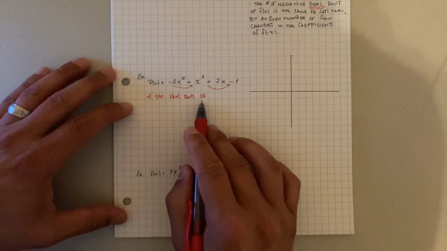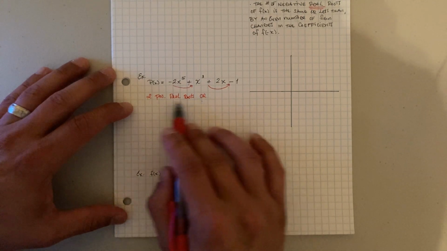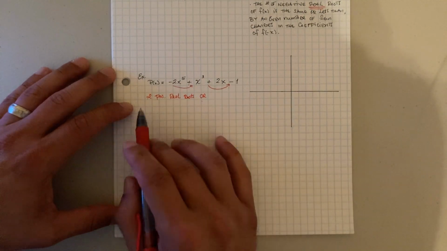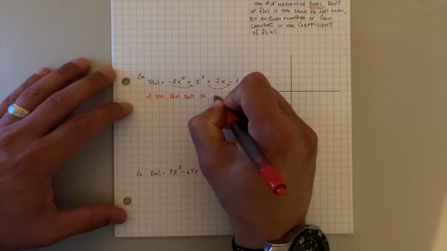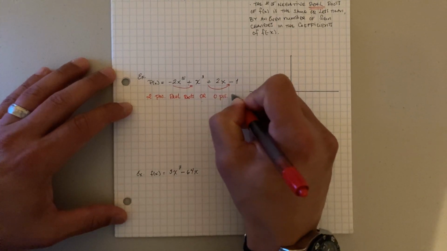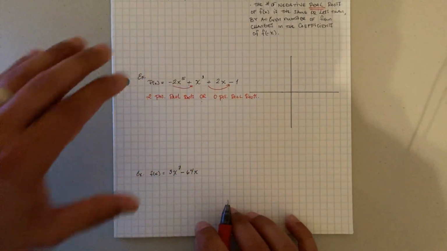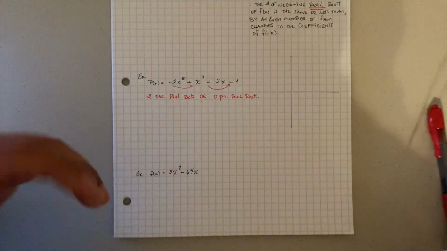Or, remember that or is going to be less than by an even number. So even goes by 2, 4, 6, 8. So less than by 2. So that means either 2 or 0 positive real roots. Okay, so I'm done with that guy. So now I've got to do the negative.